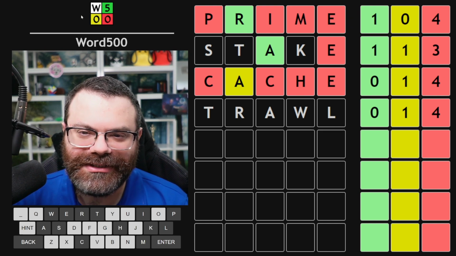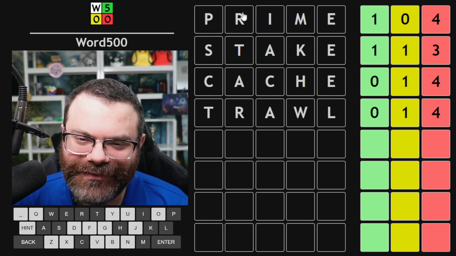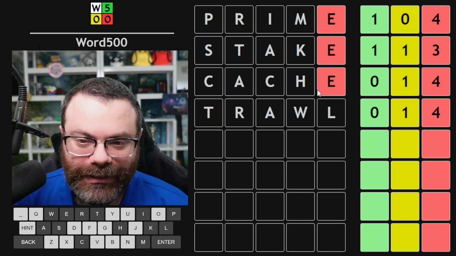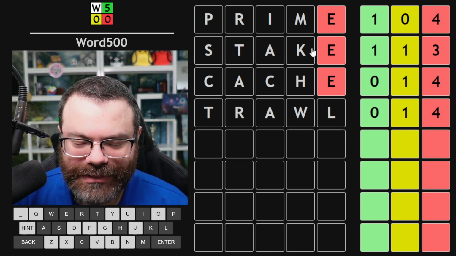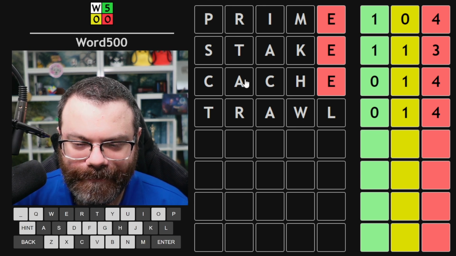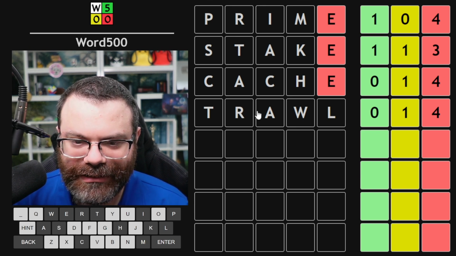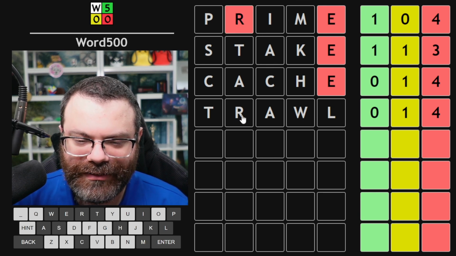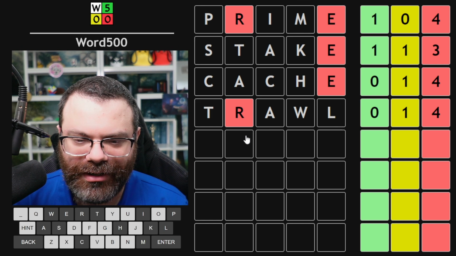Okay, so I made some bad assumptions. Now if we double click on the Word500 logo, we can reset. So we know the E's are red, gray, whatever you want to call that. Now, because trawl only has a yellow in it and prime only has a green in it, anything that we put in the same slot is definitely red. So there's no R in the word.